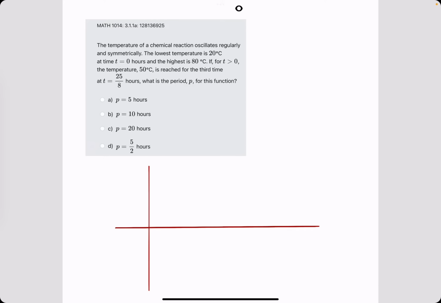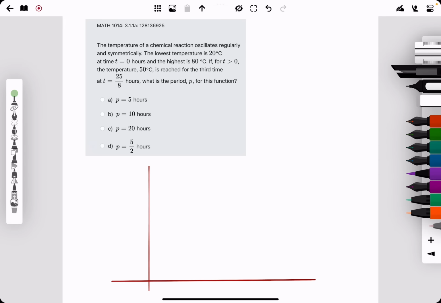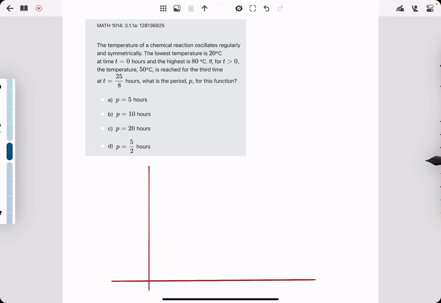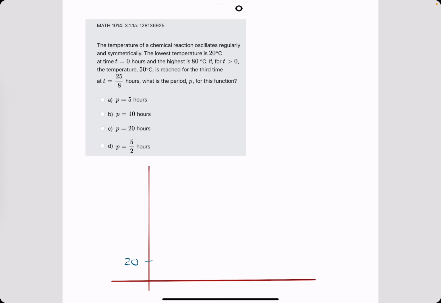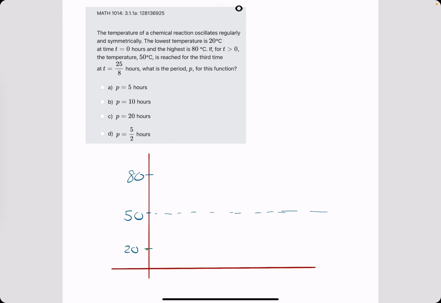So lowest temperature is 20 and the highest is 80. Let's move this bar down again. Did not prepare for this. So 20 and then 80. So halfway between, what would that be, 50? So 50 is our halfway. Hits 20 at the lowest. So 20 at the start, I mean.